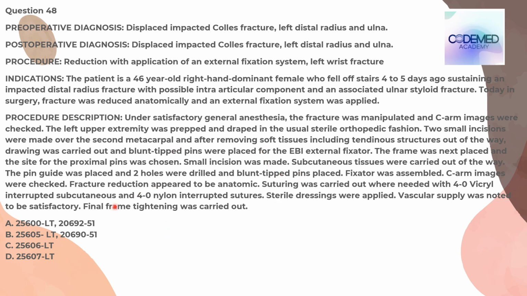So this is a case of a fracture which is done by closed treatment, and they have done the reduction. That means manipulation has happened and they have put the external fixation system. So these are the clues that we have. Now we need to check the answer.